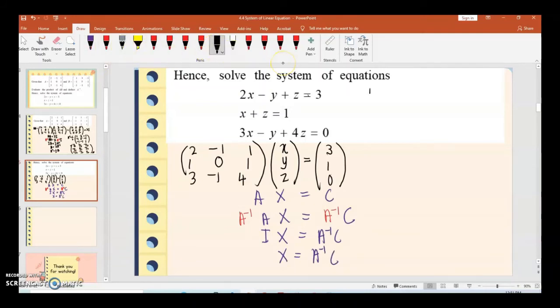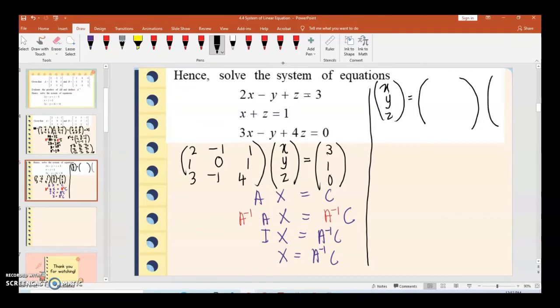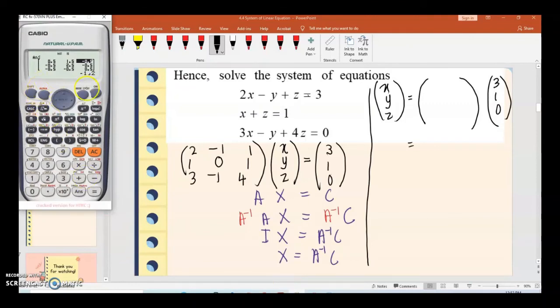Okay, then we are going to calculate. So x is x, y, z. For the inverse of A, we are going to use the previous answer. And then we multiply with C, 3, 1, 0. Okay, we are going to calculate. Okay, here we have the inverse of A.